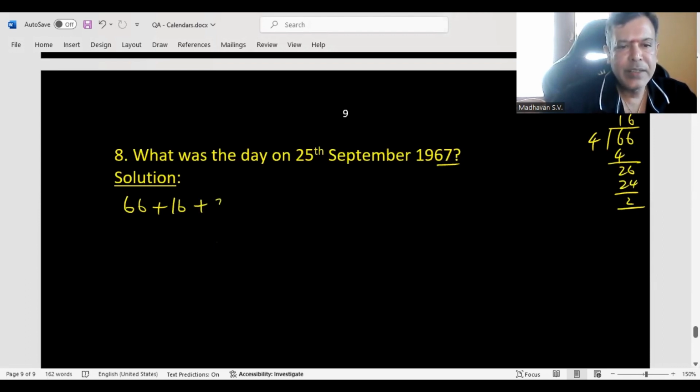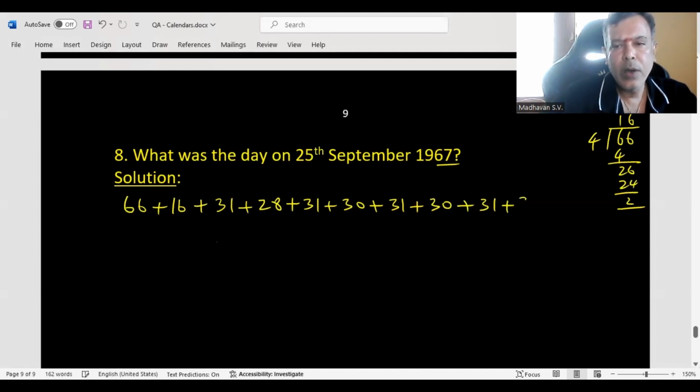Plus number of days in January, number of days in February. This is a non-leap year, so 28. March 31 days. April 30 days. May 31. June 30. July 31, August 31, September 25. So 7, if I divide, 7 nines are 63, so remainder is 3. 7 twos are 14, remainder is 2.